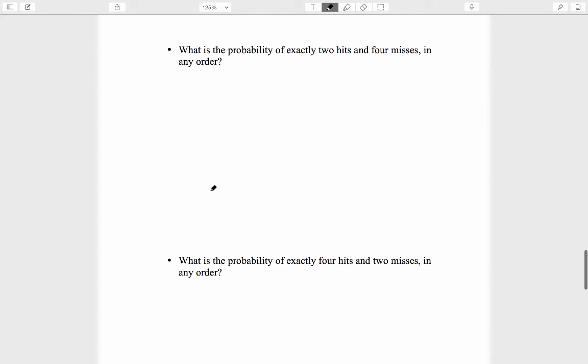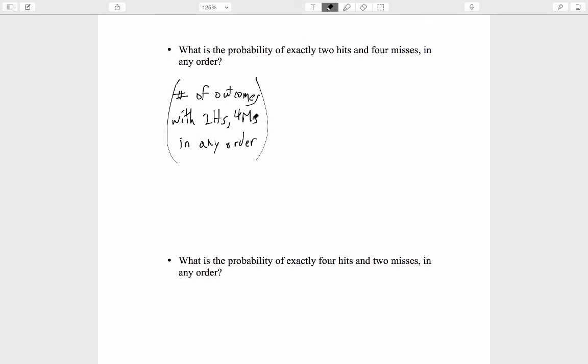Now the crucial follow-up. What is the probability of exactly 2 hits and 4 misses in any order? Now I have to think, what is the number of outcomes in this event? That is, 2 hits and 4 misses in any order. However many outcomes there are, that is how many separate copies of 0.7 squared times 0.3 to the 4th I'm going to be adding up. There are some number of outcomes that fit this description, and each one makes its own contribution of 0.7 squared times 0.3 to the 4th to the total probability of this event.